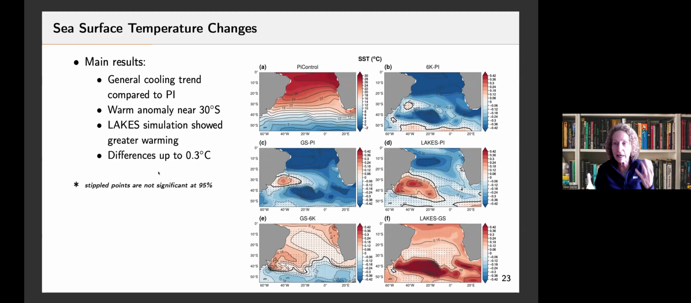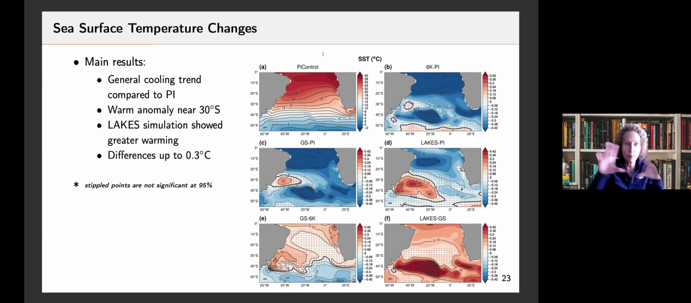So the first thing, which is kind of easier to understand, is the temperature changes, right? So how am I presenting this result? If we look at the panels here on the right, we have sea surface temperature. Panel A will always be the pre-industrial control distribution. So we can see we have warmer temperatures towards the tropical regions, the equator, and the temperature decreases as we go towards higher latitudes.